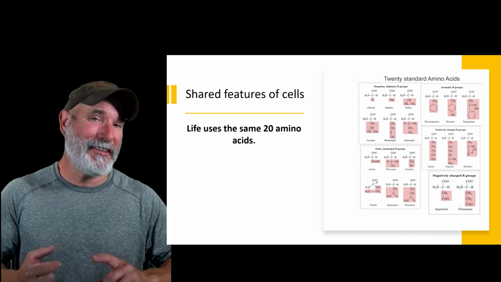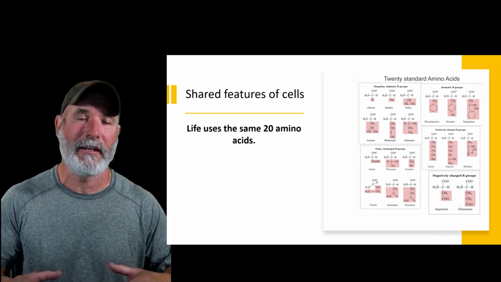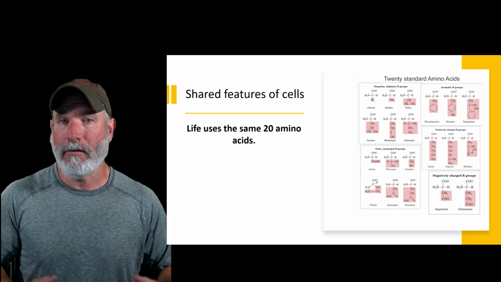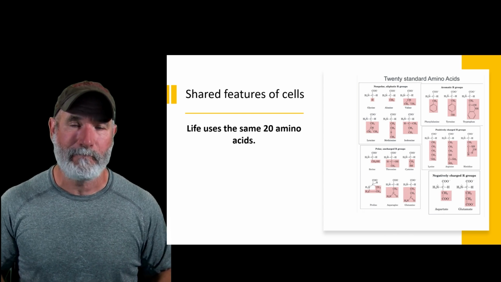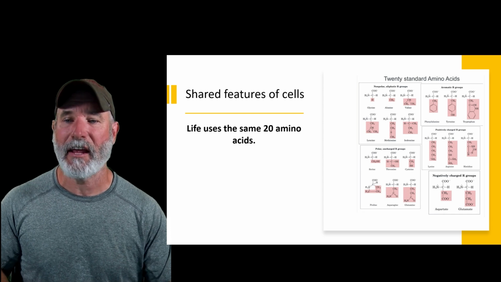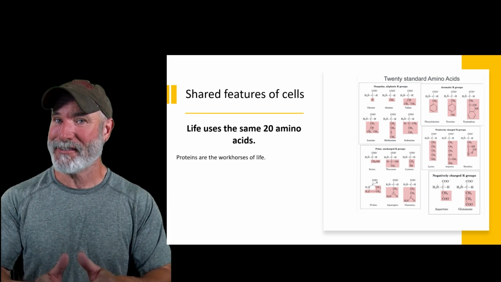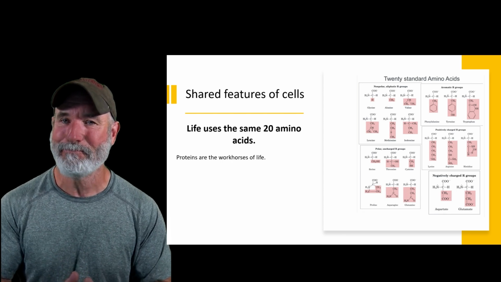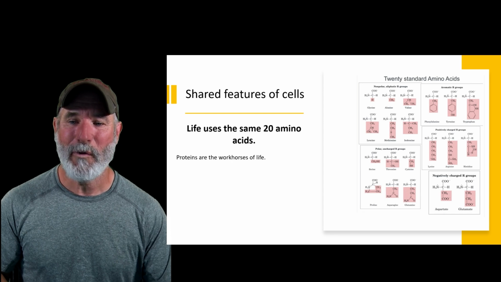Okay, if we've got the same genetic code with these codons coding for amino acids and we're making them in ribosomes, then the building blocks of proteins are all the same as well. And in fact, all life uses the same 20 amino acids. Okay, for those of you that are into trivia, yes, there are some bacteria out there that use 22 different types. But for humans, we use 20.